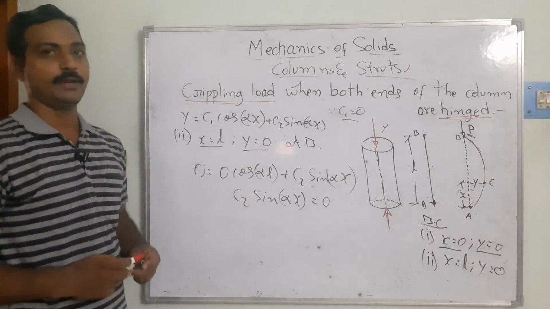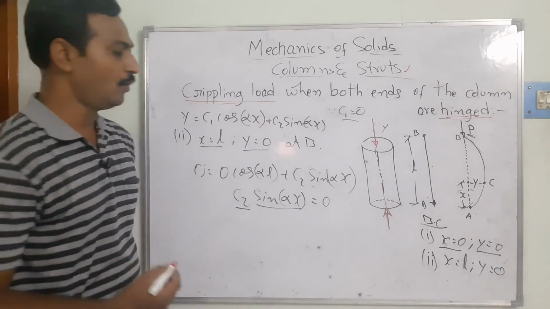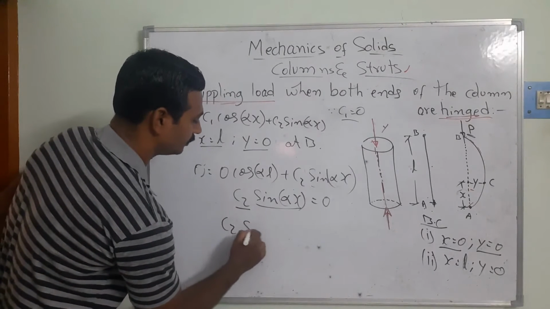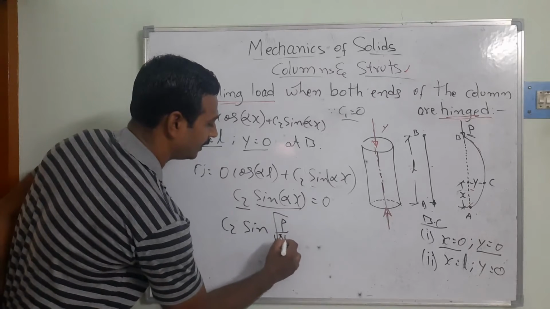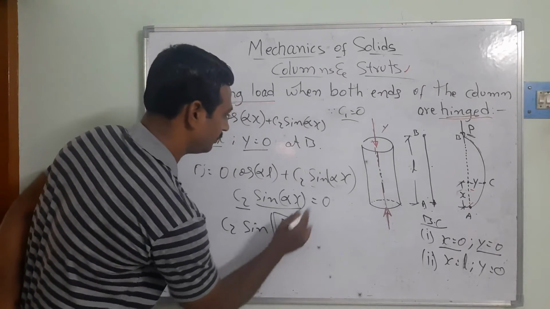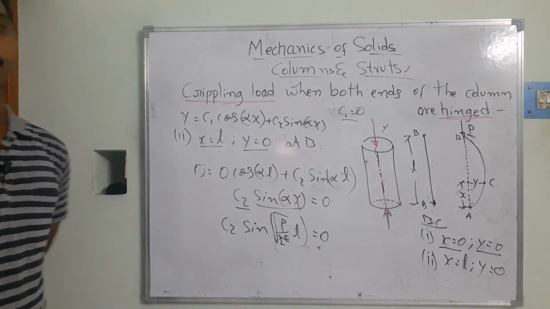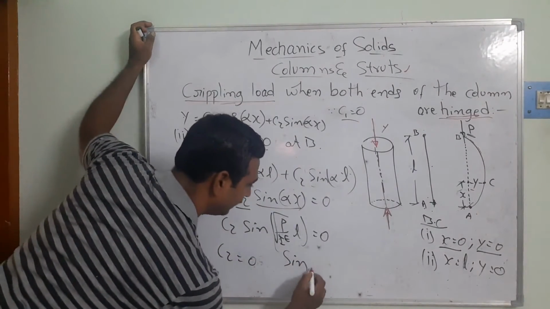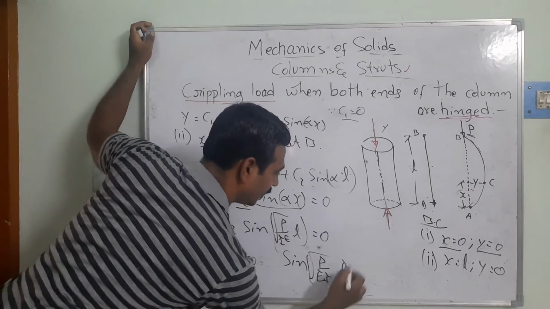So in this case, what will happen? Either c2 is going to be 0 or sin alpha L is going to be 0. We know alpha from that equation: alpha is the square root of P by EI. So from this I am going to write either c2 is equal to 0 or sin of the square root of P by EI into L is equal to 0.